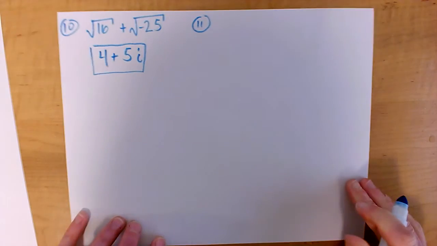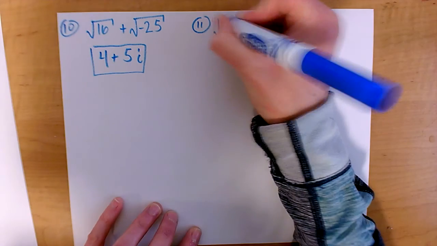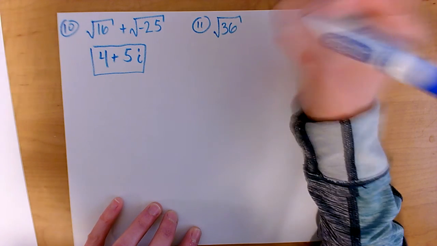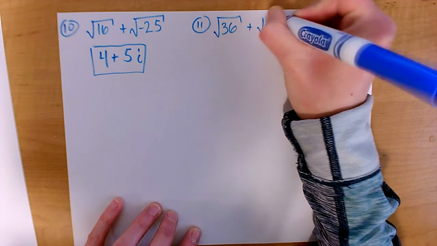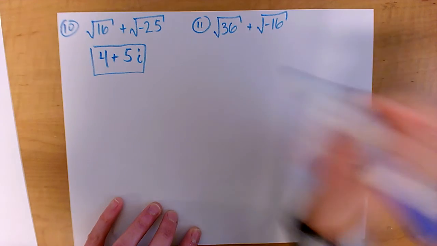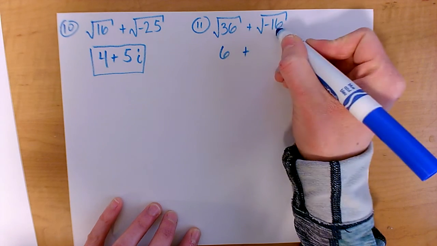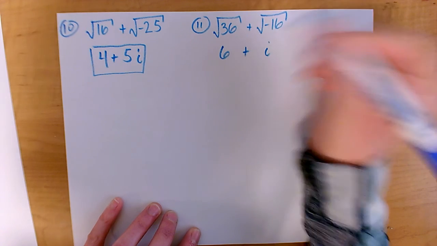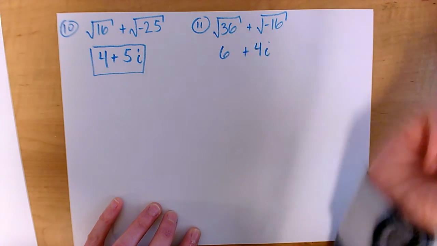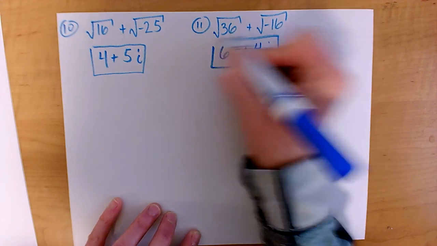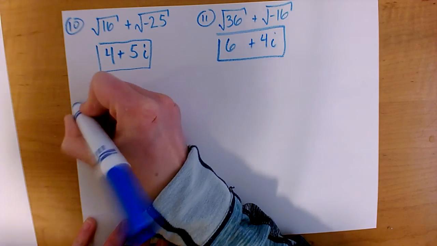For number 11, we have the square root of 36 plus the square root of negative 16. So the square root of 36 is 6. And then for the square root of negative 16, we pull our i out, and the square root of 16 is 4, so we get 6 plus 4i.